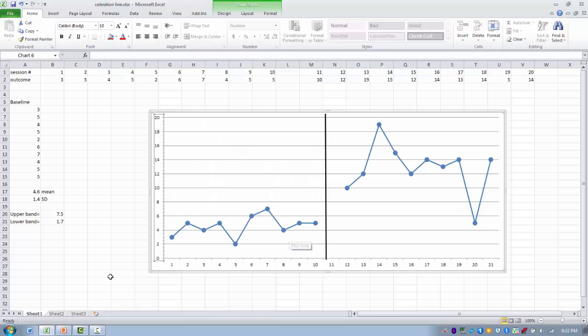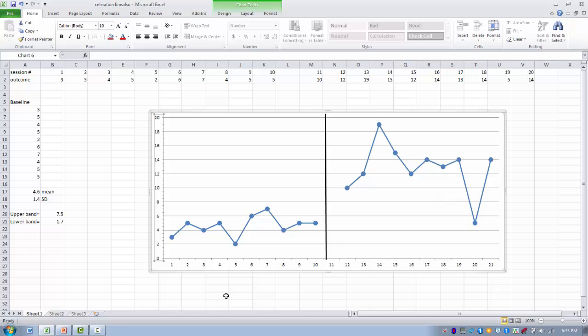So here we're back in the same Excel data file that we were in before. We have the same 10 data points that we were working with before, and we still have our original line graphs for the baseline phase and for the intervention phase.